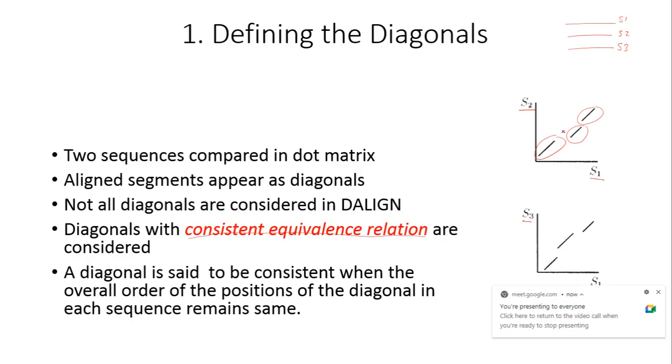When we say that a diagonal follows the consistent equivalence relationship, it means that when a particular diagonal or a set of diagonals appear, the overall order and the overall position of those diagonals are found to be similar in most of the dot matrices that you have obtained. We consider only such diagonals to have consistent equivalence relation.